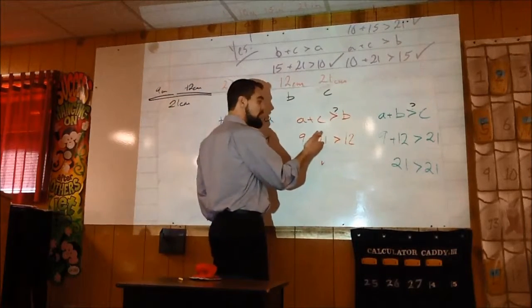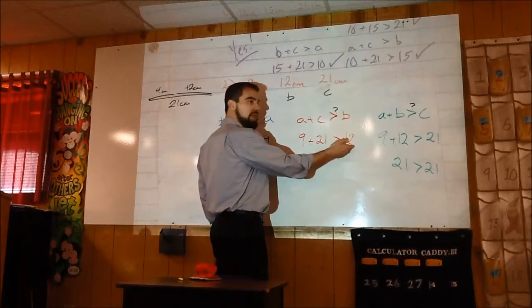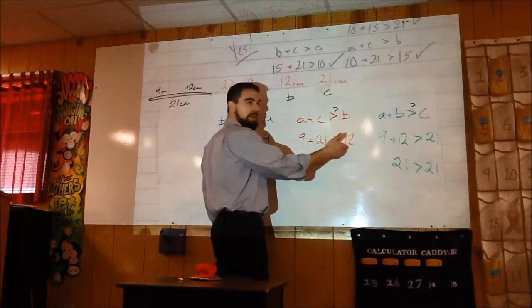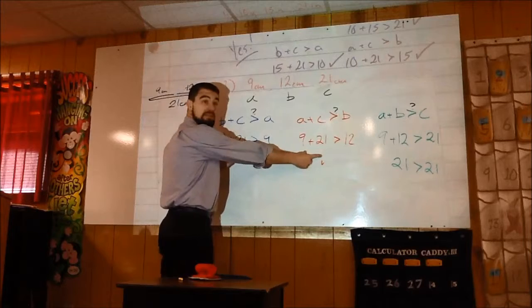Then over here, 21, it's the largest number. So it's already bigger than 12. So even if I add something more to it, it's still going to be bigger. So if you use your logic and common sense, you really don't have to check these.